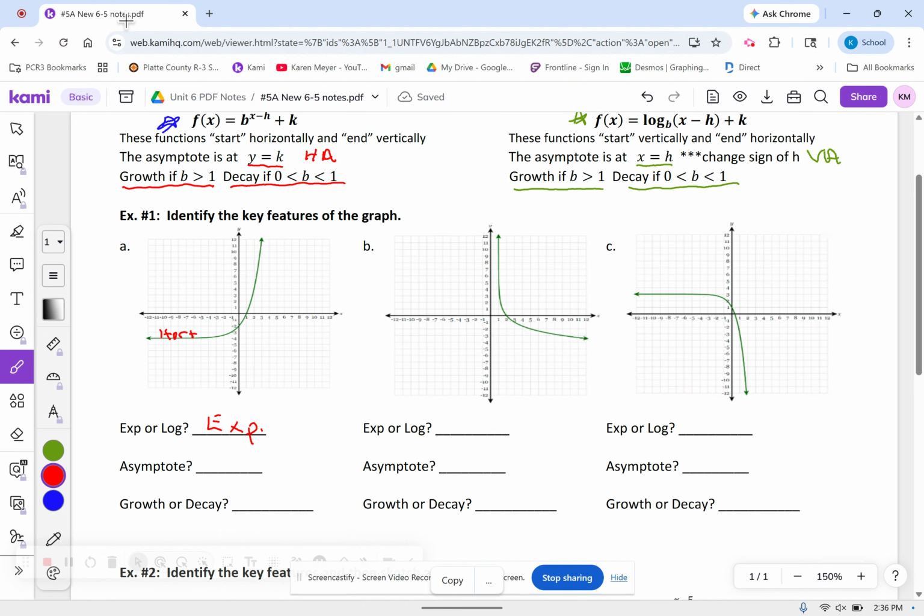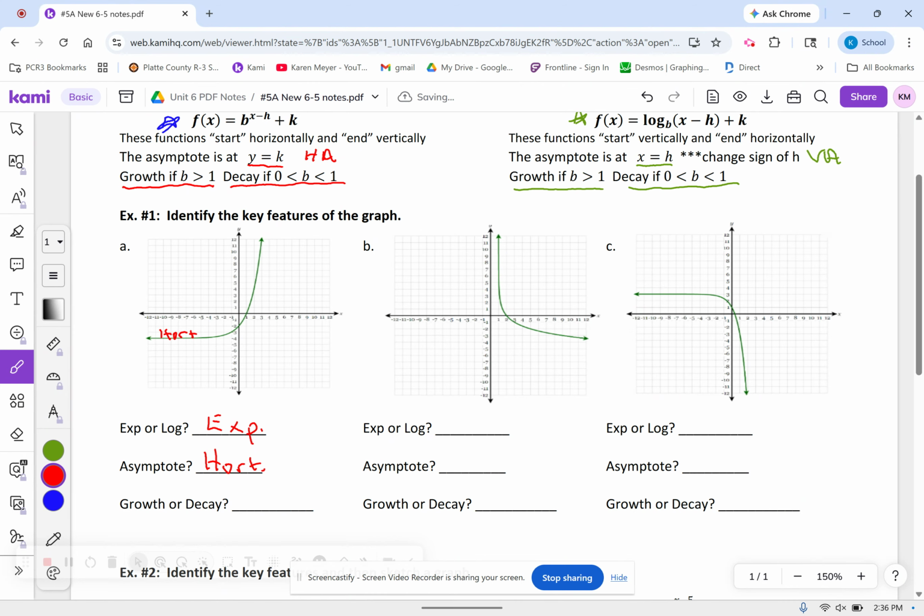And if it's exponential, we know that it is always going to have a horizontal asymptote. I can just abbreviate horizontal instead of putting HA, or if you want to put HA, I don't know which way you like better. Horizontal. And then growth or decay. Now we don't really have an equation, so we can't look at the letter b. So let's figure this out.